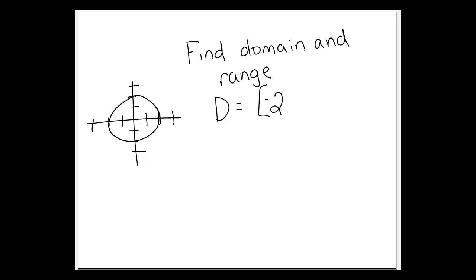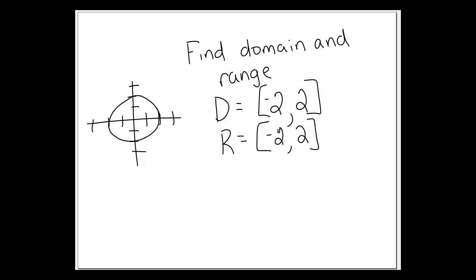We do use a bracket because we are including -2, and it stops at a right ending point of +2. So the domain is [-2, 2]. For the range, we are no longer looking horizontally. For the range, we look vertically. So we look from bottom to top, and the bottom point that the graph begins at is -2. The top ending point is 2.